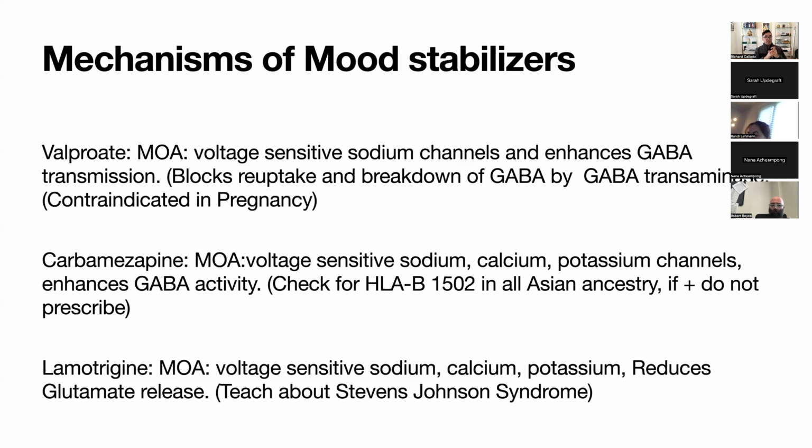Lamotrigine, voltage-sensitive sodium channels, but look, it reduces glutamate release. So it's actually a glutamate antagonist. What's another glutamate antagonist? You know, ketamine, right? What's ketamine for? Is ketamine for mania? No, it's for depression. So if you remember that, lamotrigine is only effective in maintenance, but it also works for depression because it blocks glutamate release, right? Carbamazepine works on channels and it increases GABA, and so does valproate or Depakote. Therefore, they work on mania.